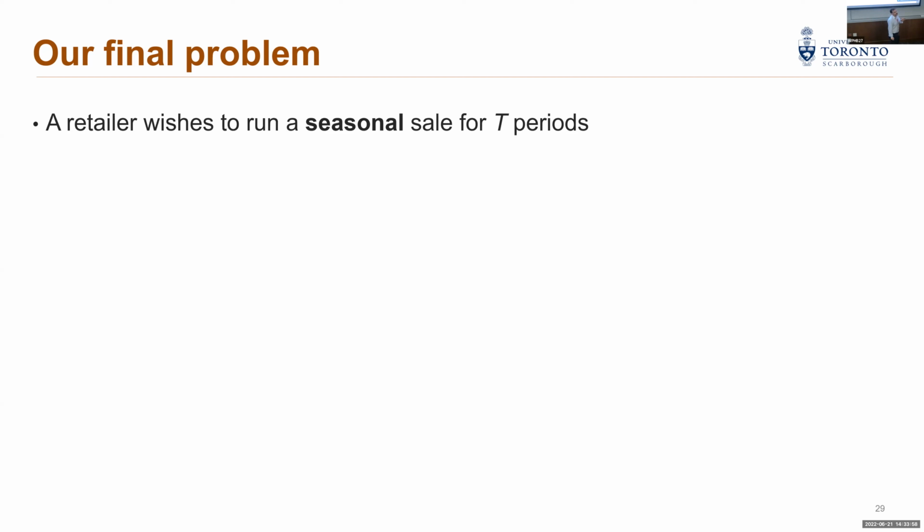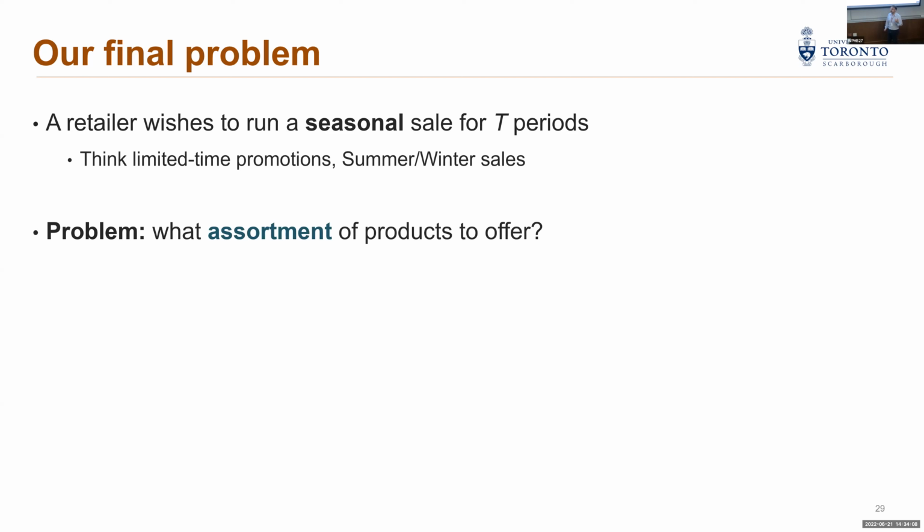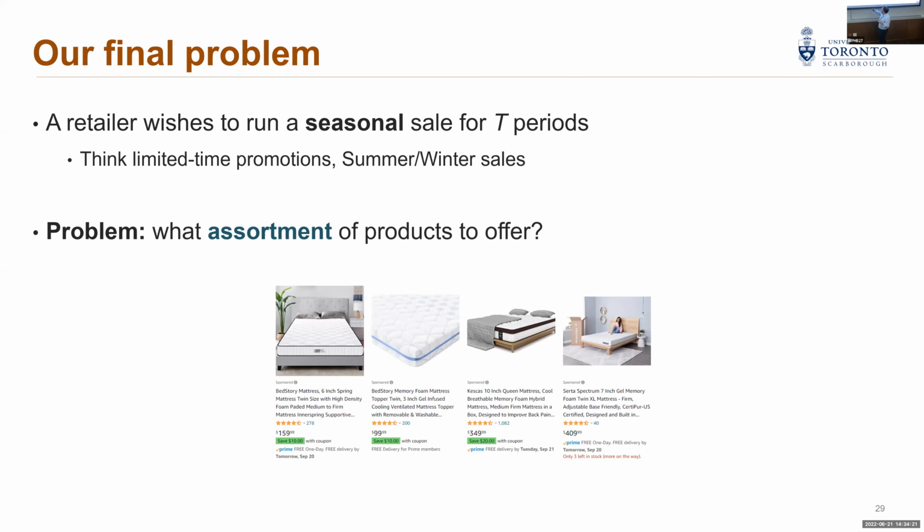So a retailer wishes to run a seasonal sale for T periods. Think of it as some sort of limited-time promotion or a summer or winter sale. The problem is that during the sales, the retailer needs to choose which assortments they're going to put on their website or try to sell. So, for example, it was late at night. I was thinking about mattresses for some reason. So I just searched for mattresses.